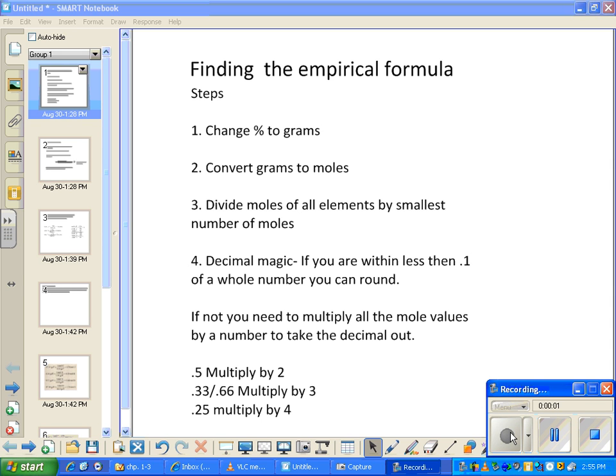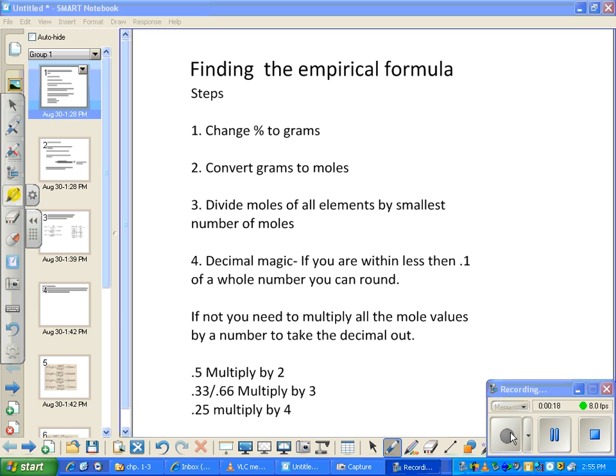All right, so what we're going to do today is review something you learned last year, which is finding empirical formula and molecular formula. It's actually a pretty simple, basic chemistry calculation, but I want to highlight the steps so you don't forget, and it makes it easy for you to review this. There are 4 steps in finding the empirical formula.